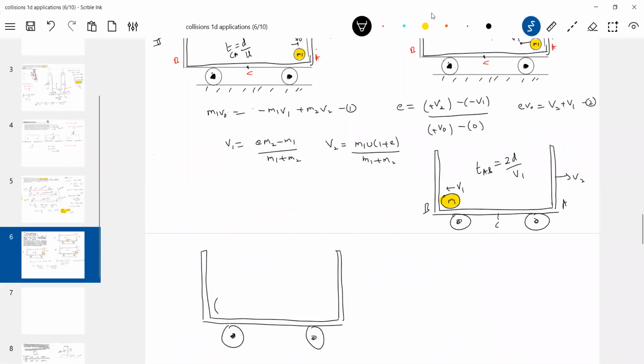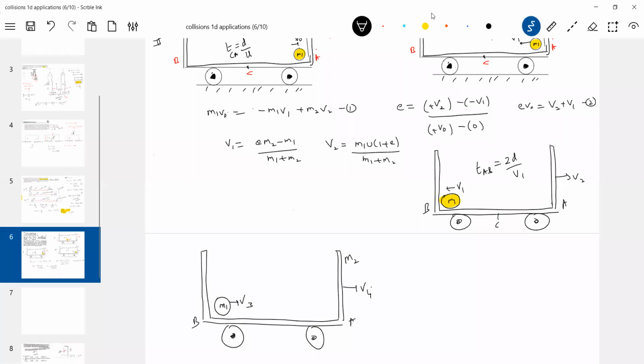After collision, this particular one will have velocity say V4 and it will rebound with a speed V3. So how do you get V4? You solve the problem. If you get negative, change direction. That's all.